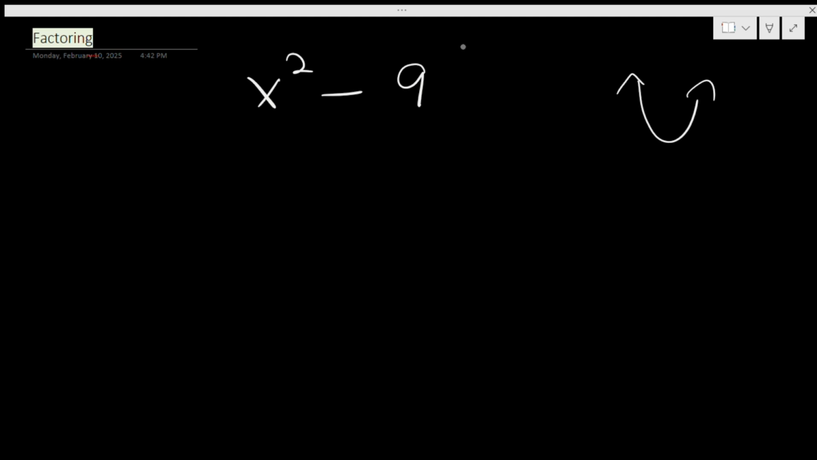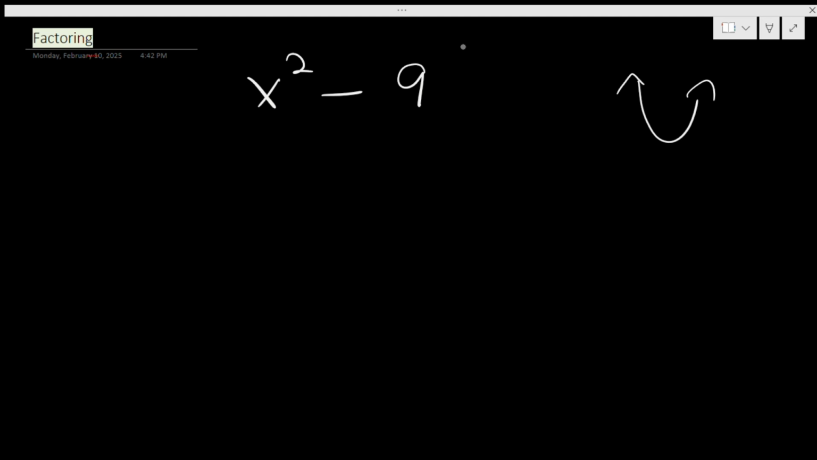It's actually way easier to factor these kinds of difference of perfect squares than it is to factor a trinomial, because of course we know that this is in binomial form. The ax squared plus bx plus c is in trinomial form, so it's a little bit harder to factor, right? But these are actually very simple to factor.